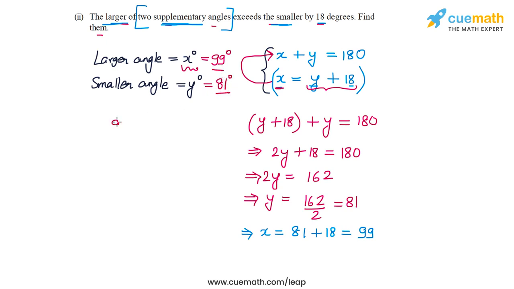And we can verify that 99 degrees plus 81 degrees is equal to 180 degrees. So these two angles are supplementary, and 99 degrees is 81 degrees plus 18 degrees. So the larger angle exceeds the smaller angle by 18 degrees.